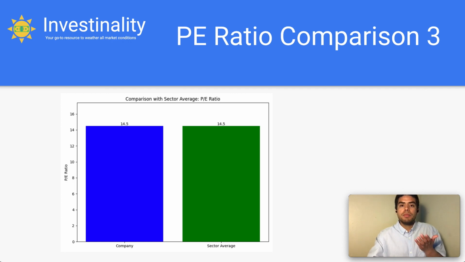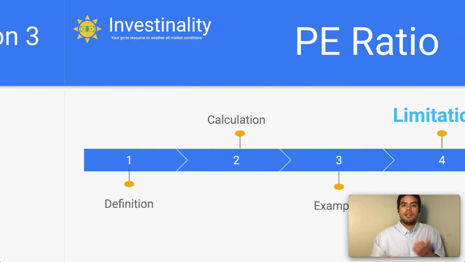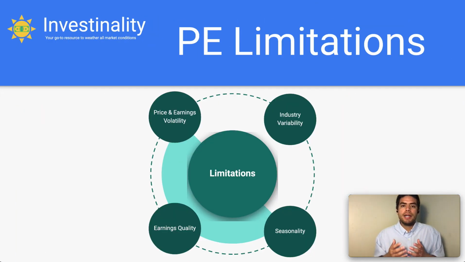Okay, now let's walk through some of the limitations the PE ratio has. Some of the limitations the PE ratio has are the price and earnings volatility. During earnings, prices are more likely to fluctuate, in which case the PE might over or underestimate the company's market value before and after earnings.